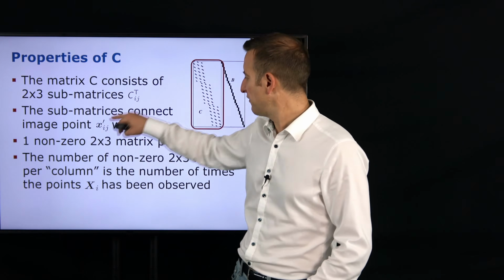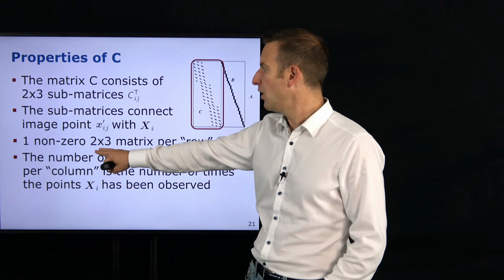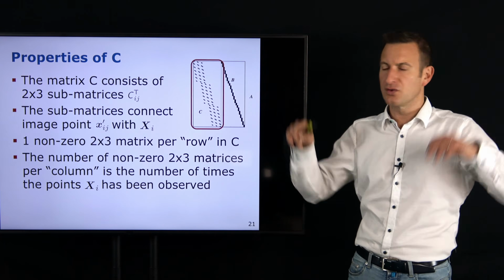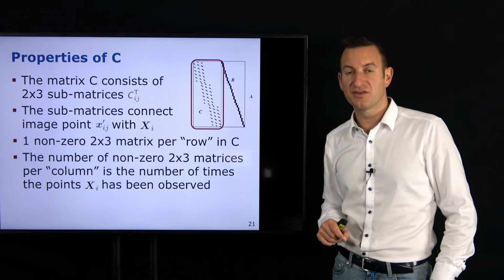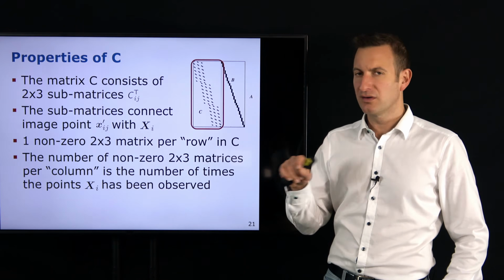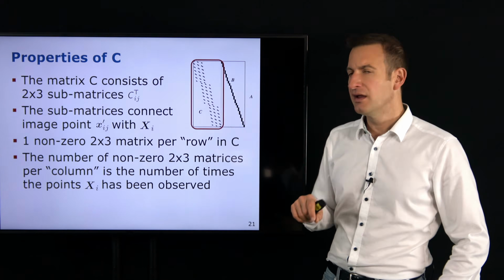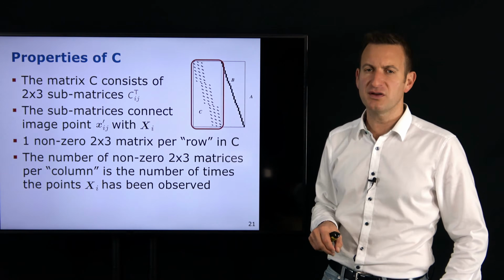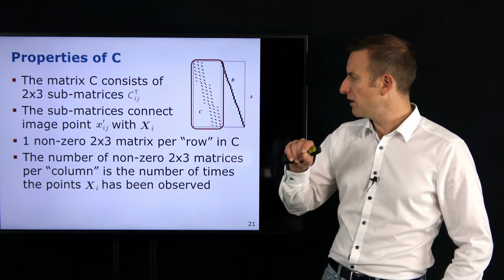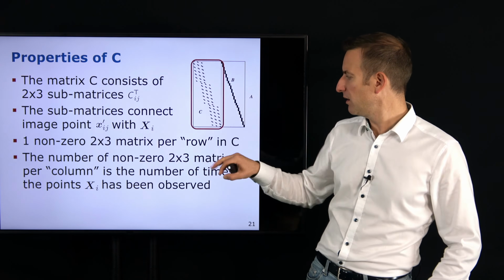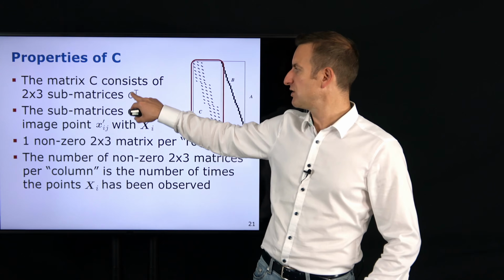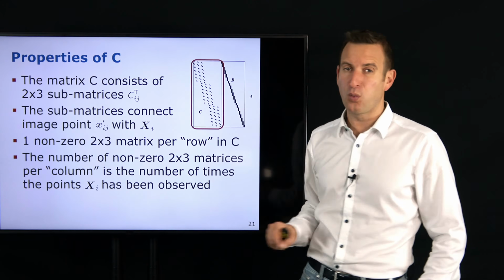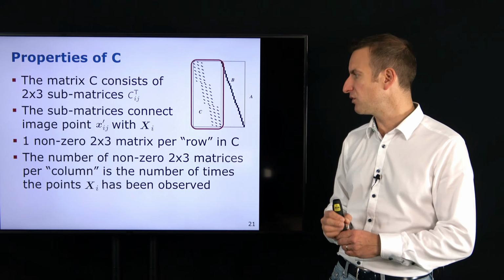And we only have per row in this matrix C one non-zero 2x3 matrix per row. So a row is basically of size 2, because one is for the x coordinate, one for the y coordinate. And as I've shown in the beginning when motivating this sparsity constraint, we only have one element, one Cij transposed, which sits in one of those rows. So in one of those rows, I have only one 2x3 block, and the rest is 0.